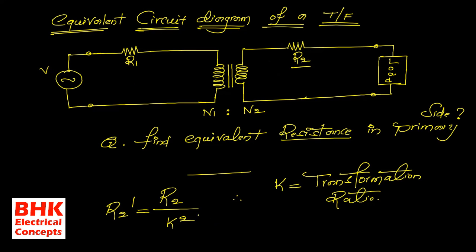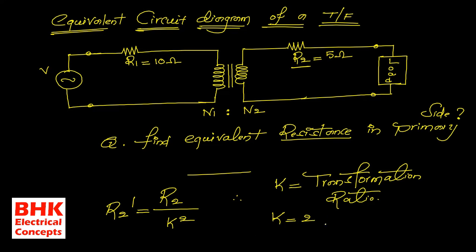Now see here, for example, I am considering the value of R1 is equal to 10 ohms, and R2 is equal to 5 ohms. Whenever we refer the value of R2 from secondary to primary, we divide by K square. For example, here the transformation ratio is equal to 2.